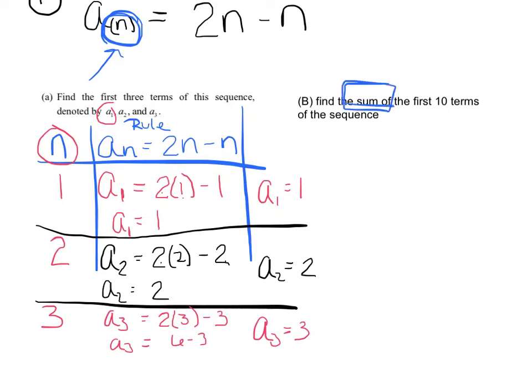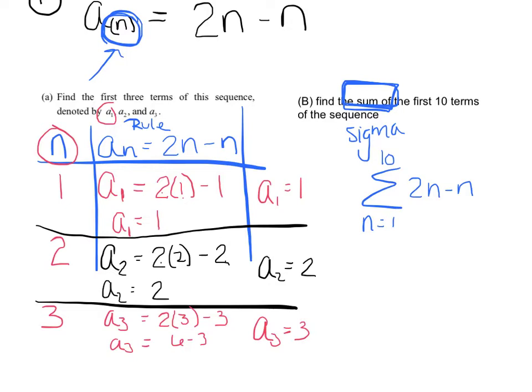Now, part B says, find the sum of the first 10 terms. And to me, the key word is sum. So let's talk about the quick way and the slow way to do it. If it wants me to write an equation using sigma, I'm going to use my sigma from n equals 1 to 10. That would give me the first 10 terms, starting with 1, ending at 10. And then I would just put my rule in here, 2n minus n.